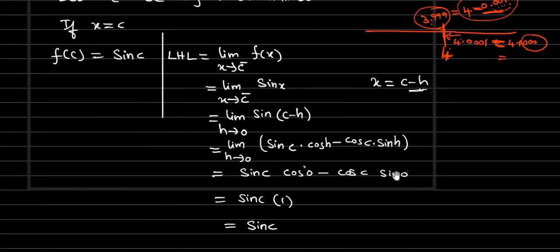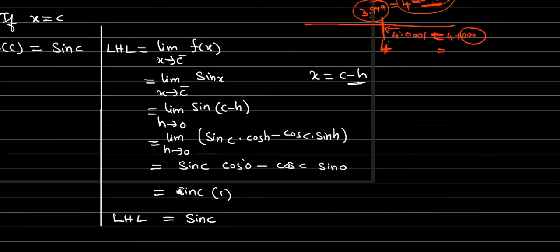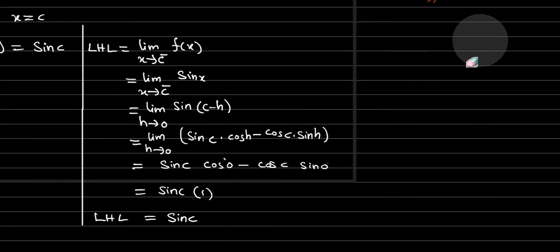Now same way we are going to work out the right hand side limit. So what result did we get for the left hand side limit? On the left hand side we got sin c. If we get the same sin c for the right hand side limit also, then we will say the function is continuous. Now we are going to find the right hand side value.